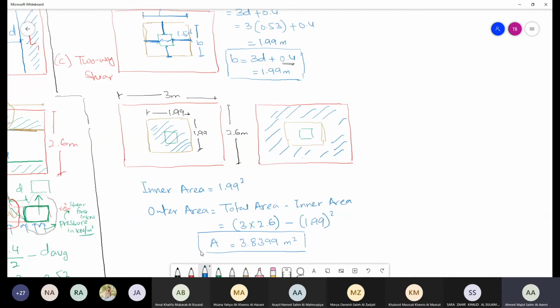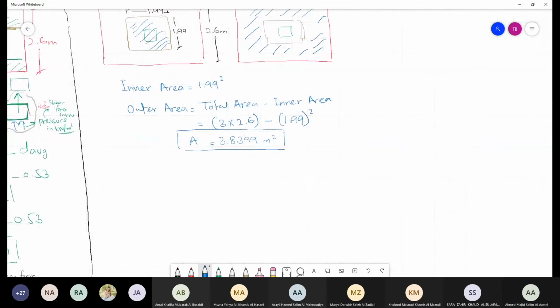So can you tell me which area will go up? We said it is the outer area, right? Now, how much force is required to push this particular area going up? What is the force required? What is the shear force required to put this particular area going up?